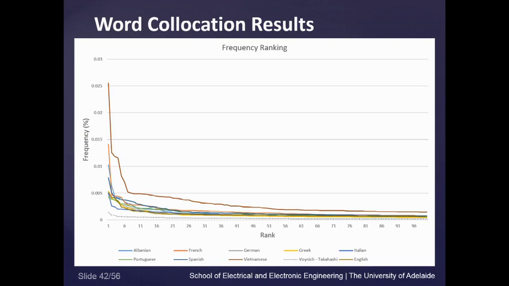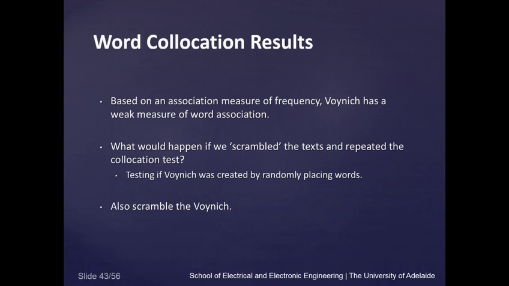We also see that Vietnamese seems to have a very high relationship between word associations. So based on this association measure, we see that the Voynich again has a weak measure of word association.